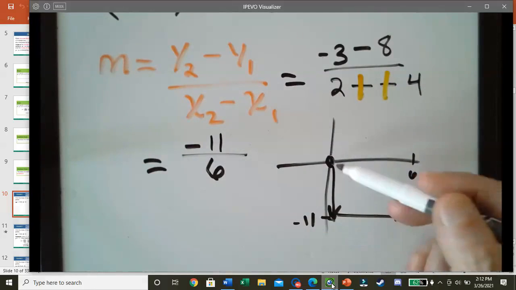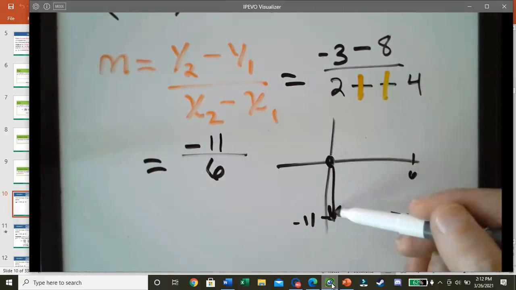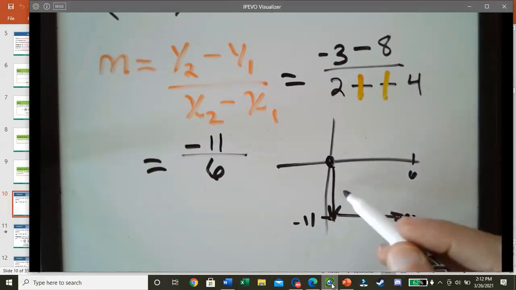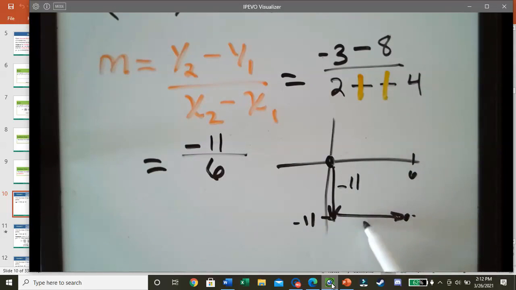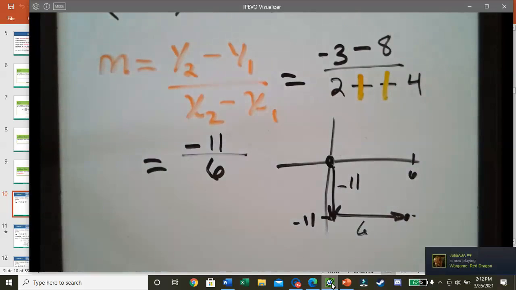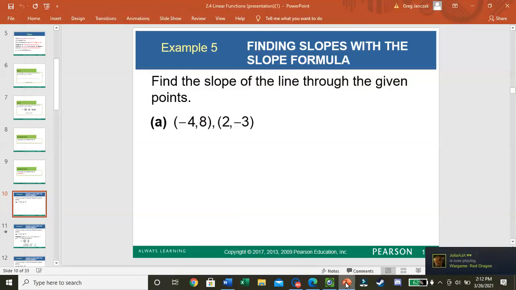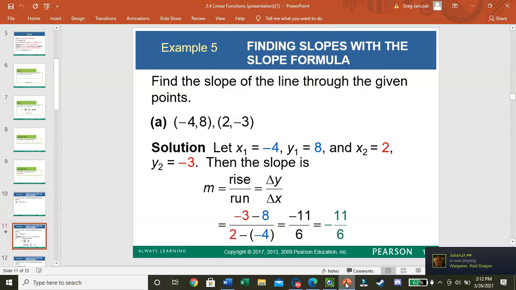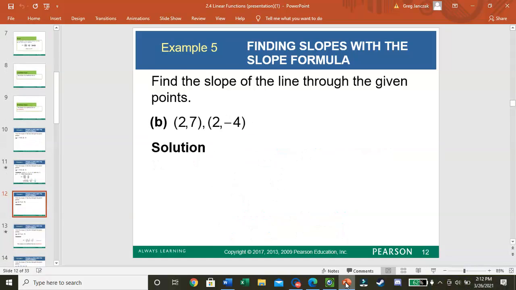Rise is a negative rise. Its rise is going in a negative direction for y. The run is 6, so it's -11 for rise, 6 for the run. Okay? All right. Questions there? All right, let's try the next one.